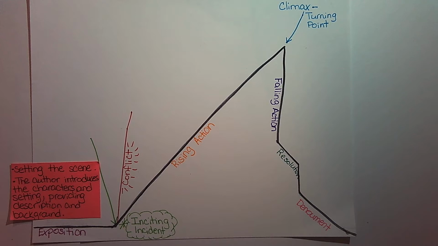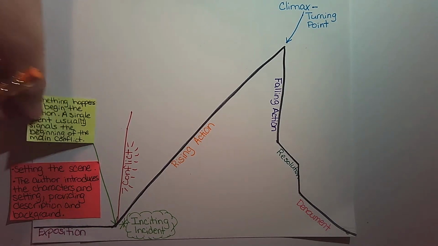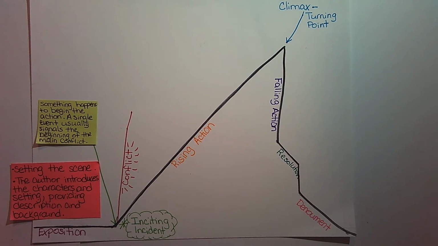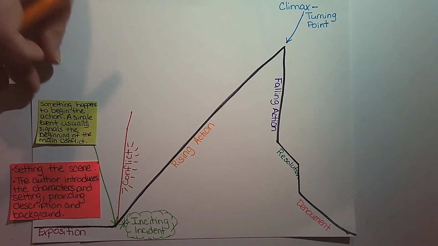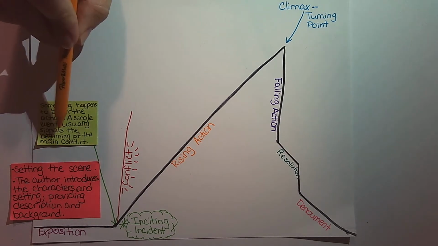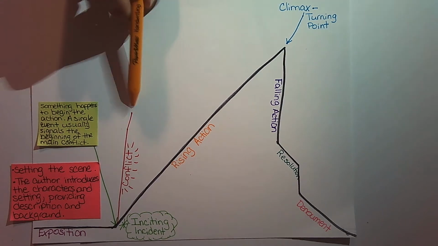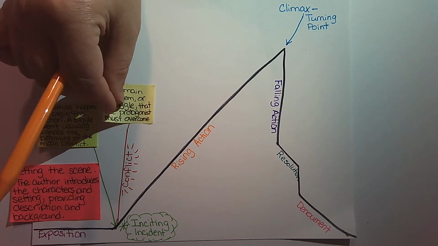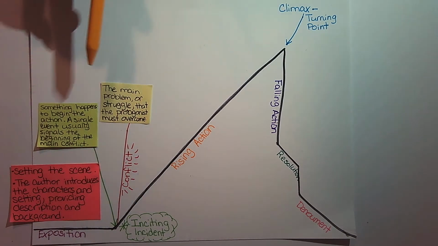Shortly after the exposition, you are given the inciting incident. The inciting incident is an event that happens and kicks off or begins the action. It's usually a single event and it signals the beginning of the main conflict. It's important to watch out for the inciting incident because it's going to let you know that the conflict is coming. And the conflict should come fairly quickly after the inciting incident.